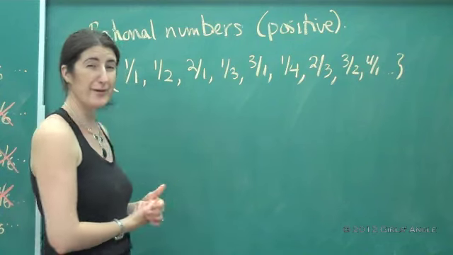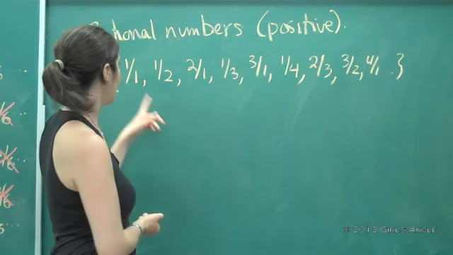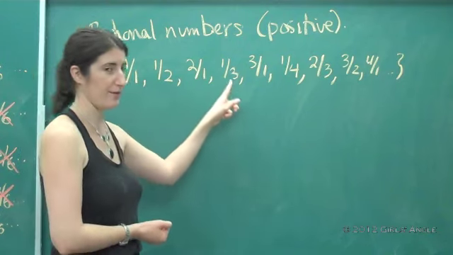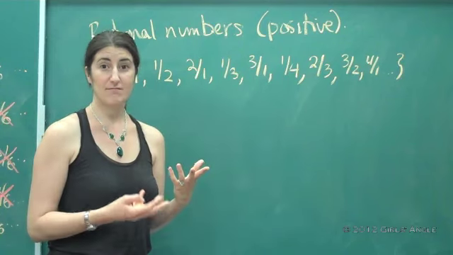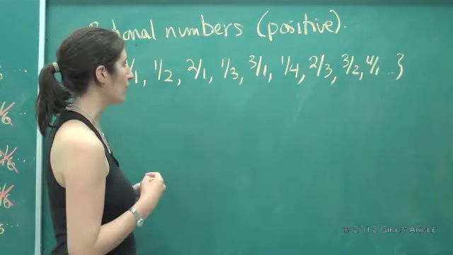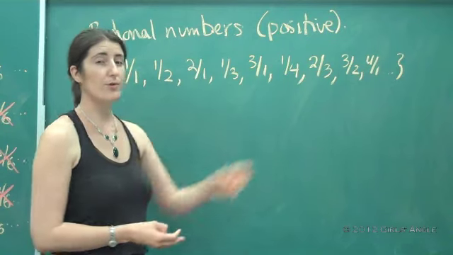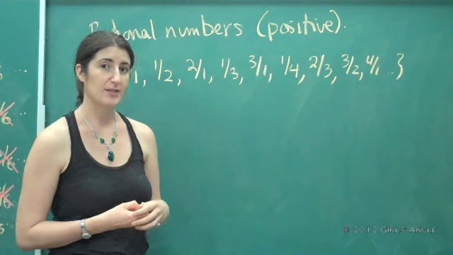Note this list is kind of in a weird order. It's not in numerical order. I have 1, 1/2, then 2, then 1/3, then 3. It's a different order. They're not just in numerical order. But this order will capture all possible fractions.